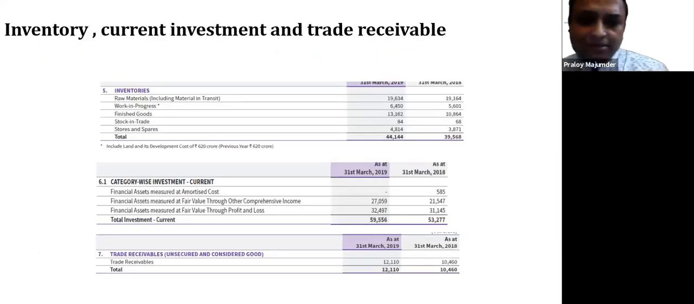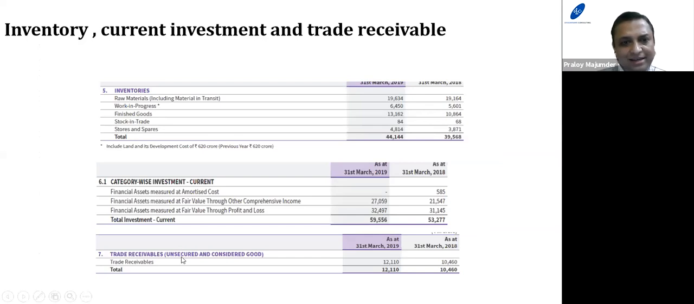Next, inventories. As we know, inventory consists of raw material, WIP, finished goods, stock in trade, spares. So not much detail has to be given. We have already discussed. Next is the current investment. Current investment means when Reliance is investing and the money has to come back within 1 year. That is called current investment. Same way we can classify it under fair value through comprehensive income or fair value through profit and loss.